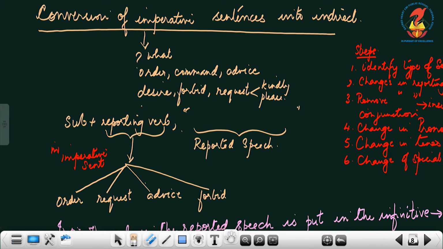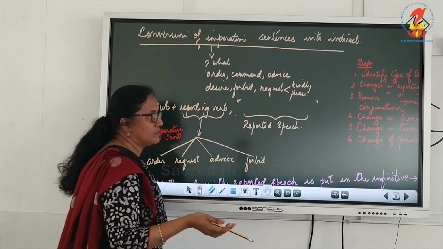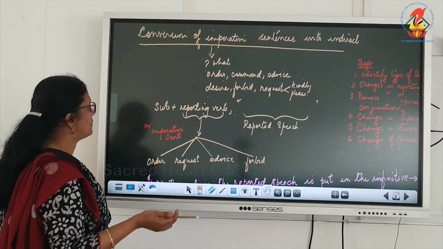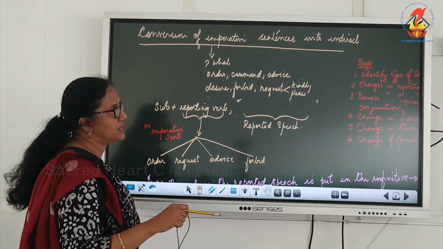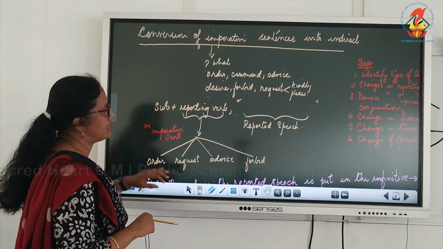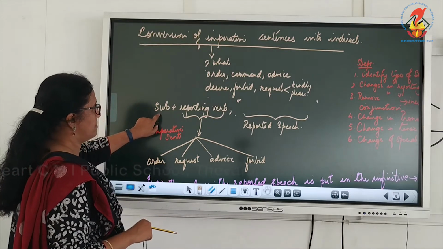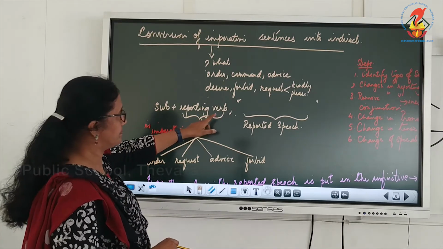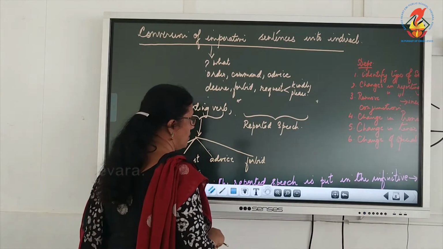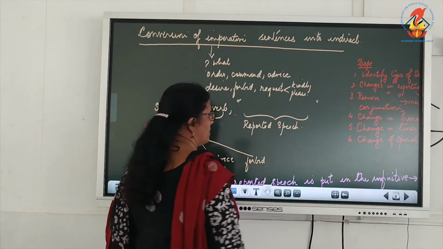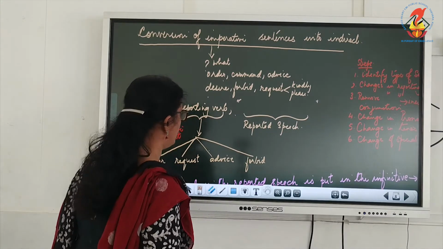Imperative sentences are sentences that are in the form of order, command, advice, desire, forbidding somebody, obstructing somebody, or request. Request: kindly, please. Those are the words which we normally use for a request. Now, how are these types of sentences usually expressed in the direct form? It will be subject plus the reporting verb, the comma, inverted commas, and then the reported speech, whatever is spoken by the speaker.